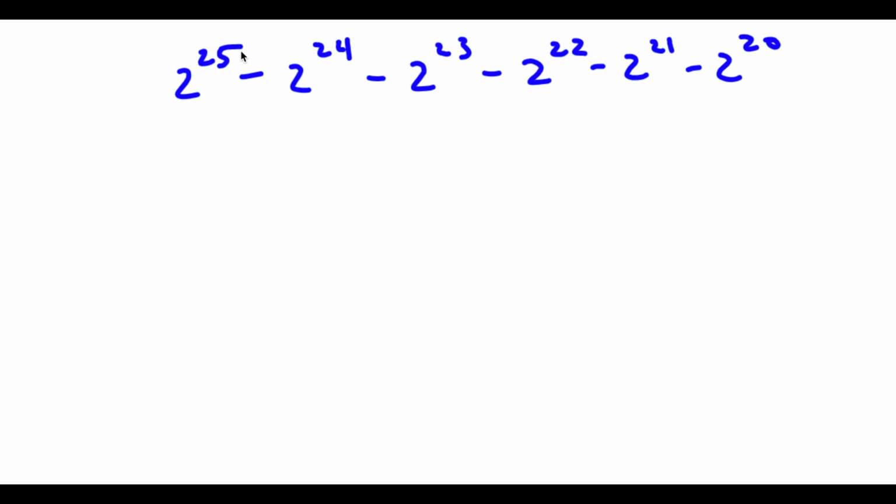Alright, so I have 2 to the power of 25 minus 2 to the power of 24 minus 2 to the power of 23 minus 2 to the power of 22 minus 2 to the power of 21 minus 2 to the power of 20.